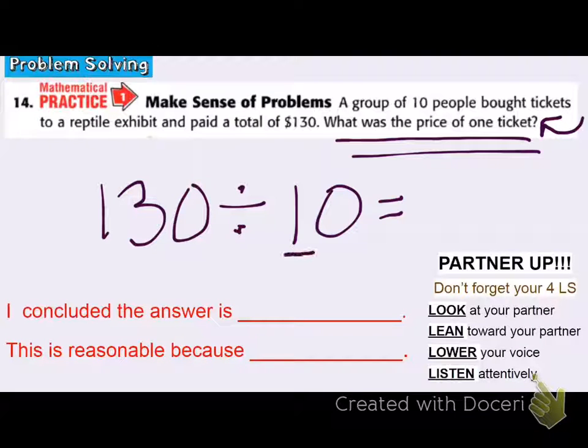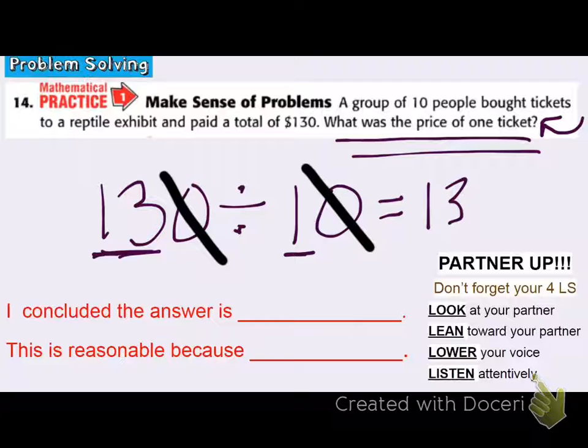Well, I know that 1 divides into 1 one time, or 1 divides into 13 13 times. I also know that the pattern of place value is if I cross off one place value in the dividend and one in the divisor, they take care of each other. So each person, I think, would have to pay $13. I concluded the answer is $13 was the price of each of those tickets.